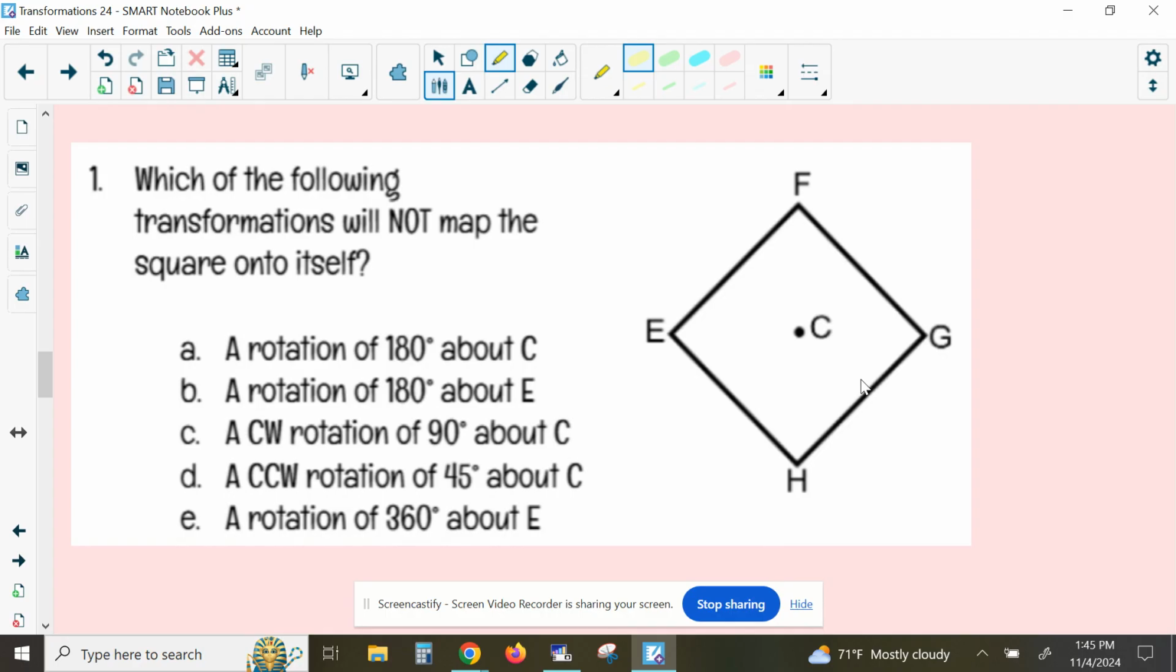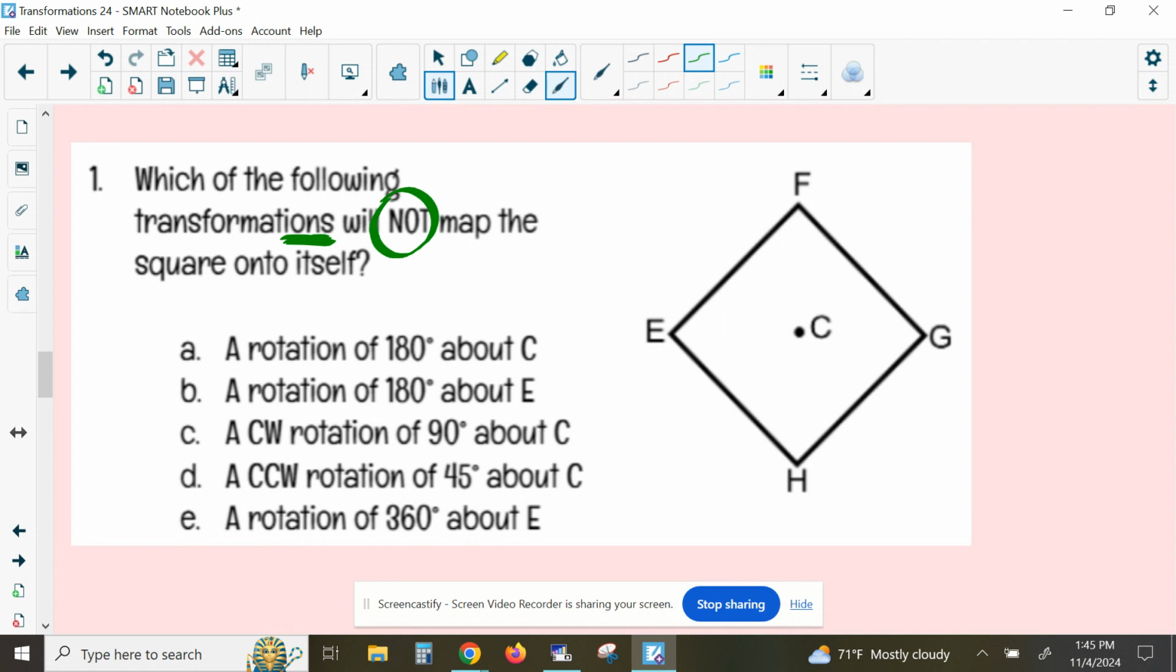It says, which of the following transformations will not map the square onto itself? So what should you underline, highlight, circle in that question? Not. Also, which transformation? So what does that tell you? Could be true. Could we have more than one answer? Yeah. So always note some of these things.